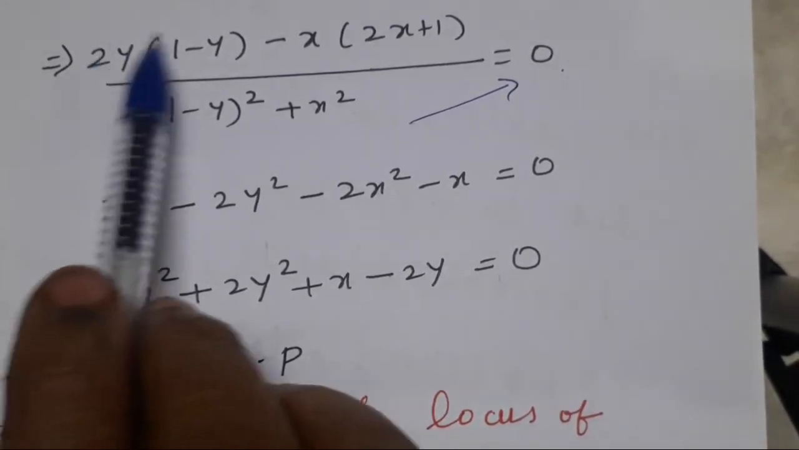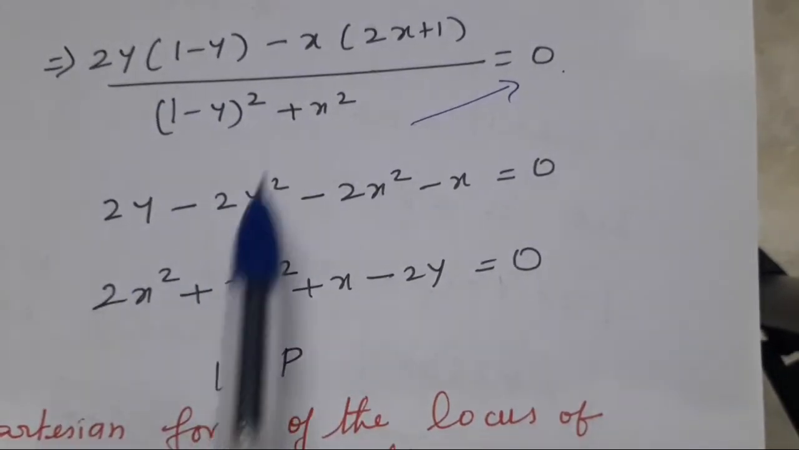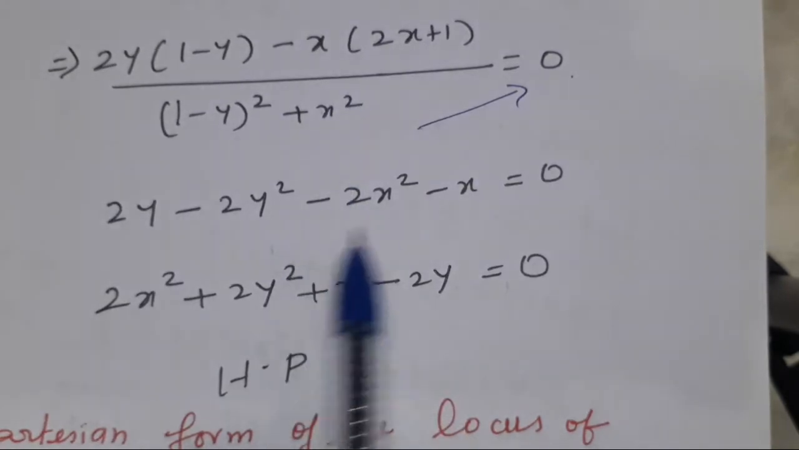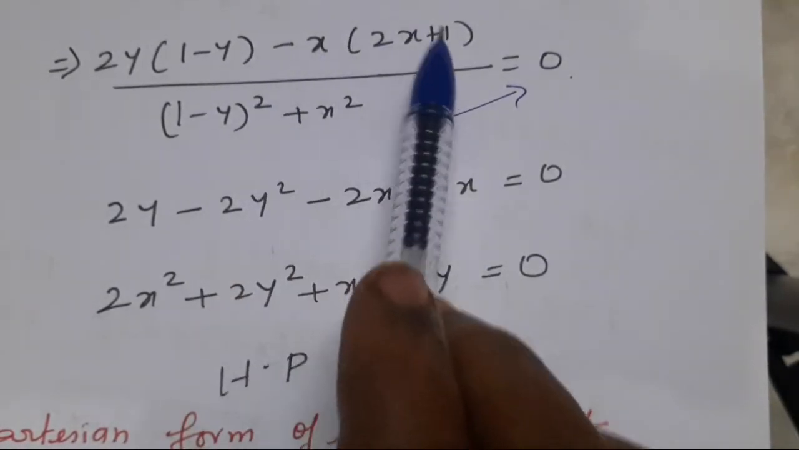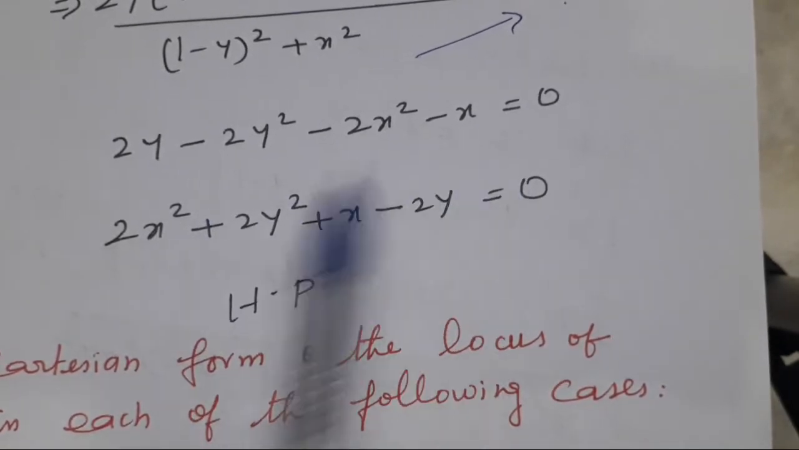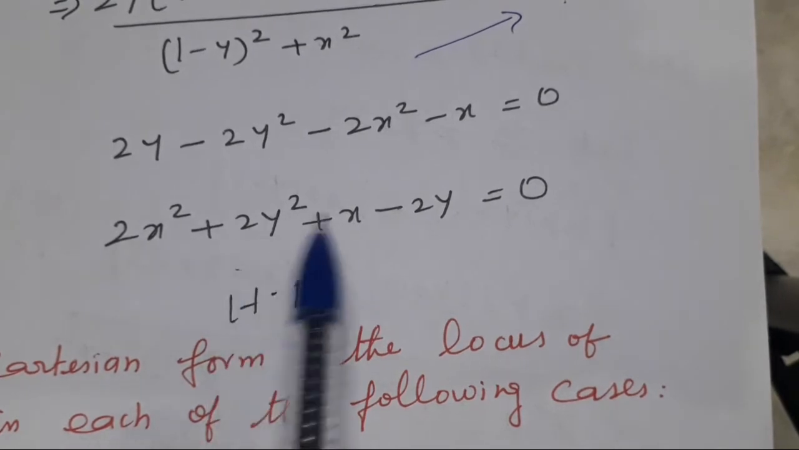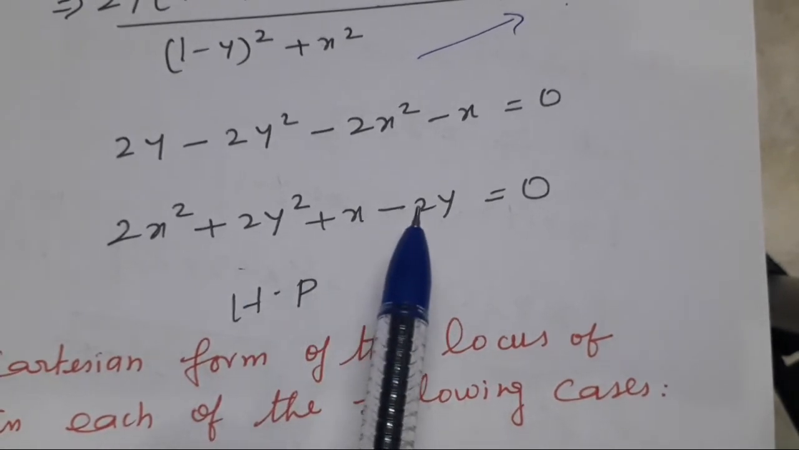So multiply 2y into y, what is it? 2y minus 2y into y is minus 2y squared. Minus x into 2x is minus 2x squared. Minus x into plus 1 is minus x, equal to 0. Now, multiplied with the minus, we get the locus of the moving point: 2x squared + 2y squared + x − 2y = 0.